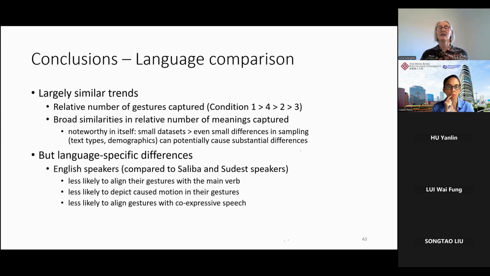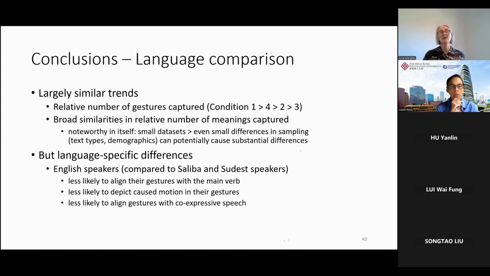If we then look at the language comparison, again, overall, we have some shared trends. The relative number of gestures captured is the same for the different languages. So condition 1 is all gestures. The next highest is condition 4, then condition 2, and then condition 3. So the caused motion, the semantic definition, grabbed the fewest, but that was because of the semantic component we chose, right? If you choose path as a semantic component, that might look very different.